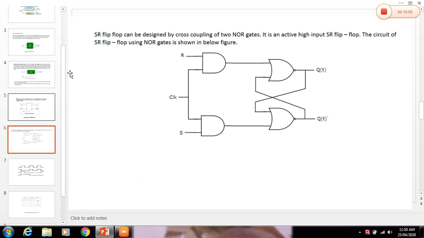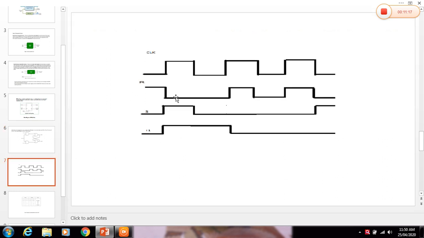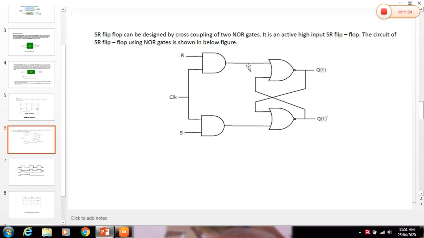Now we will see what happens. Clock pulse is high, R is 0, so here we will get 0. S is 1 and clock pulse is 1, so here we will get 1. Previous state, according to our waveform, previous state was 0. This was the previous state. Here we are getting 1.